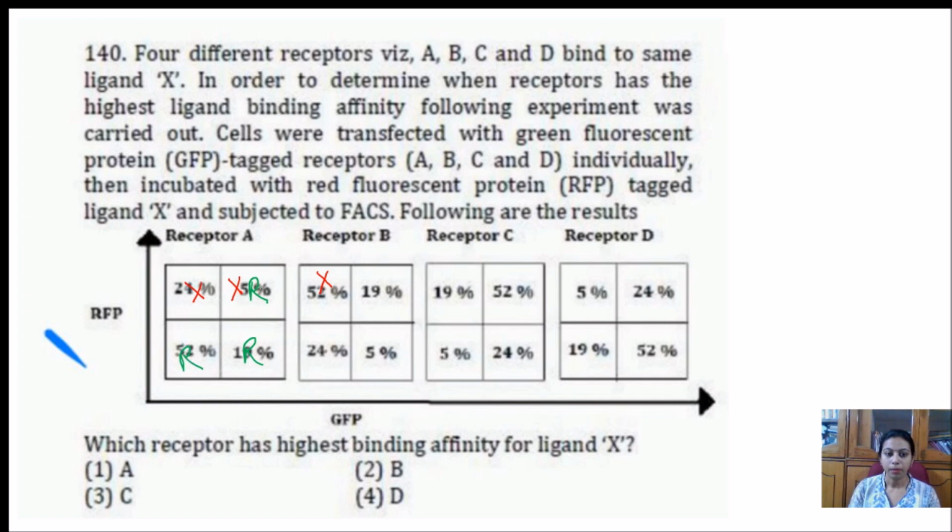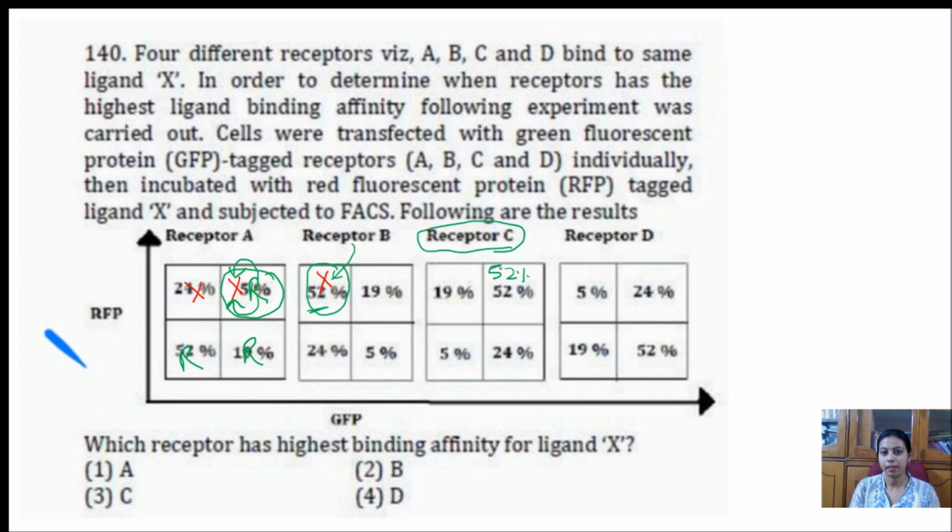While in the upper quadrant, the receptor has bound to the ligand. It means the receptor which was tagged with the green fluorescent protein has now bound to the red fluorescent protein, and the concentration of both proteins should be high, green color as well as red color. So why was I confused? I was just looking at this value, where only X ligand is high. It means unbound X is higher. The percentage of unbound ligand is high. It means the receptor has not bound to 52% of the X protein or X ligand, whereas here 52% of the X ligand has been bound by the receptor.